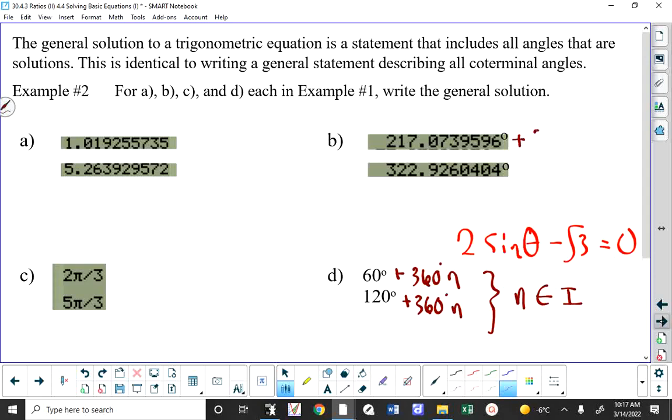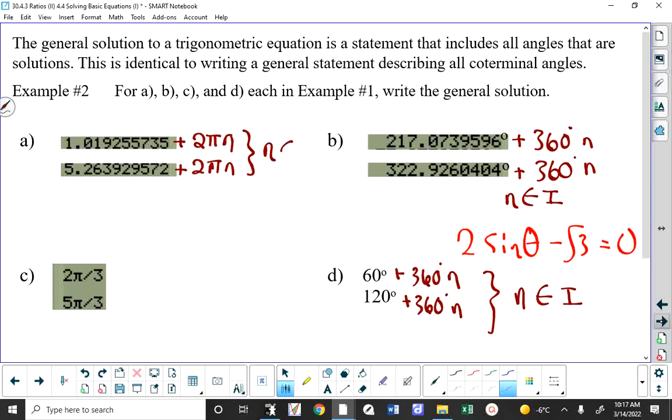Both of these were also in degrees. So a general solution where n is an element of the integers would be simply adding 360 degrees times n to either of those. Whereas A and C were answers in radians, so you're going to add multiples of a full revolution, but a full revolution in radians is 2 pi.